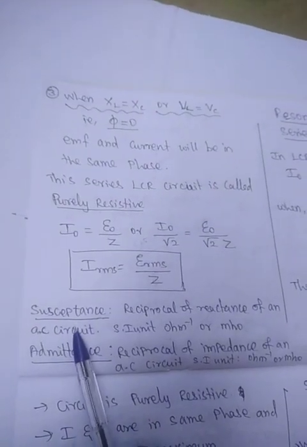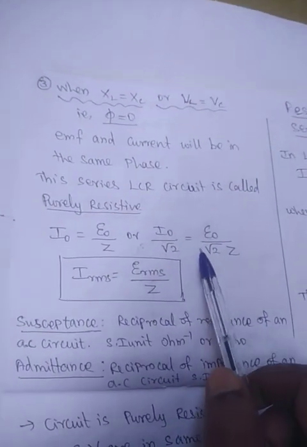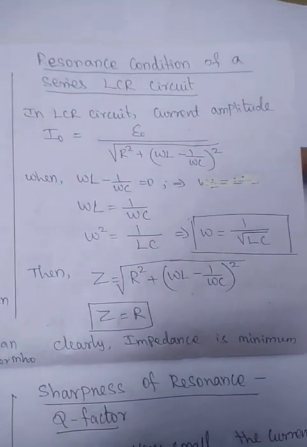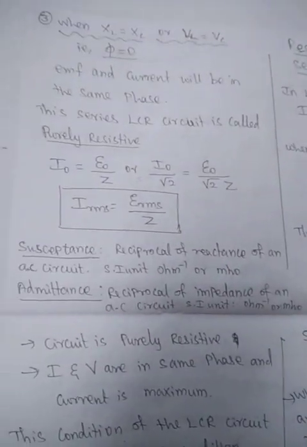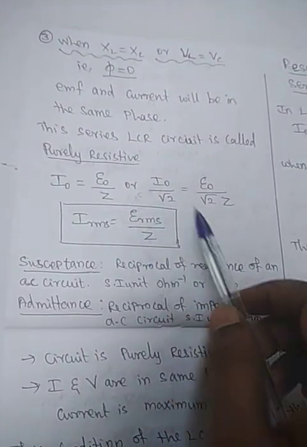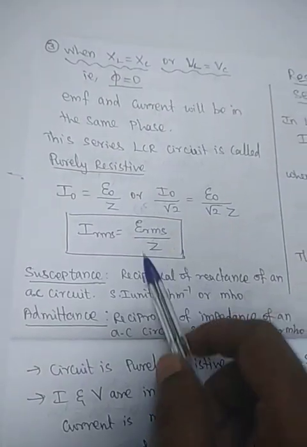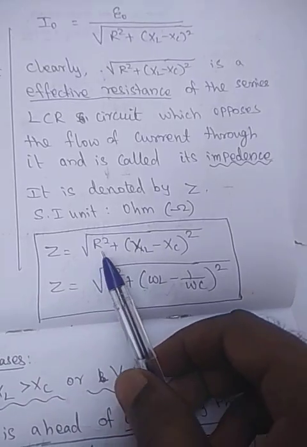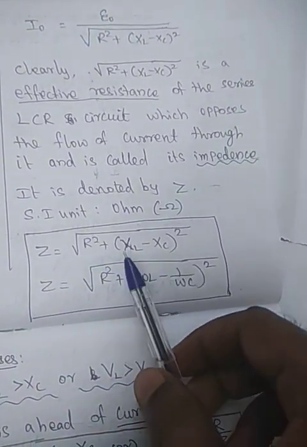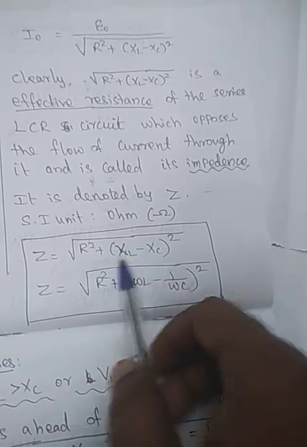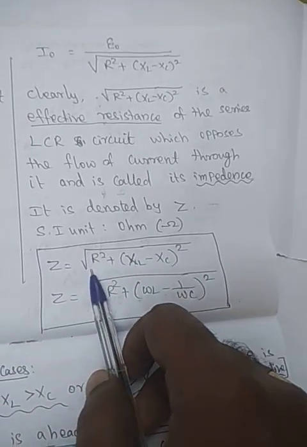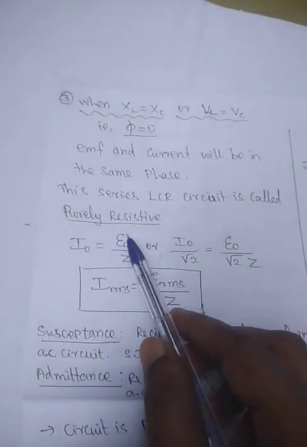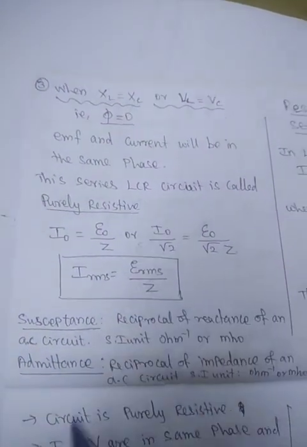So what is the susceptance? Listen here. When XL is equal to XC, that is the resonance condition, which we are going to see in the next question. In the resonance condition, the impedance Z is equal to R. How is the impedance Z equal to R? If you substitute in Z equals the square root of R squared plus XL minus XC the whole squared, and XL and XC are equal, they cancel and become 0. So it is the root of R squared, which is R. So Z becomes R. Hence we say the circuit is purely resistive.